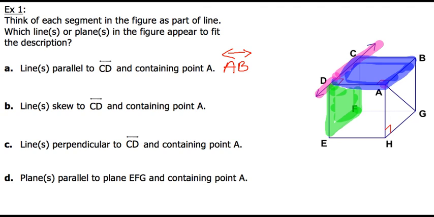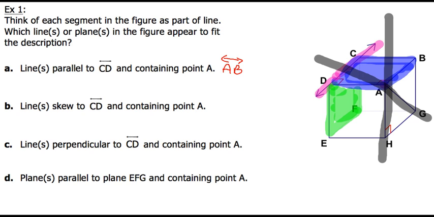So those two planes are the ones that contain line CD. So that means if it contains point A, it can't be a part of either one of those planes. So there's two actually possibilities here. One of my possibilities is AG, and my other possibility is HA. So those are the two lines that are skew to CD and contain point A, because remember, neither one of those can be part of either plane ABC or plane DEF, the two planes that are highlighted.